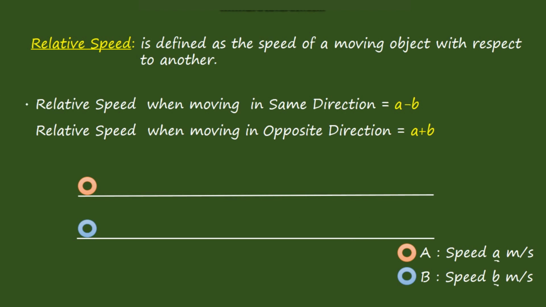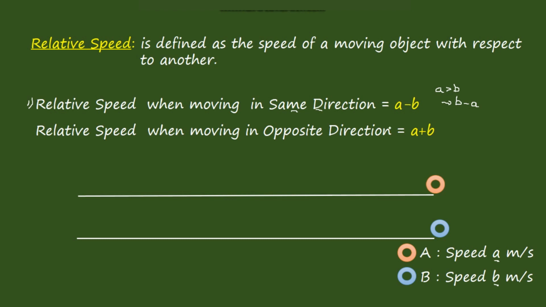First, when they are moving in the same direction. Consider two objects moving in the same direction. Then you can see that the distance between them would be decreasing. So their relative speed is given as A minus B, where A is greater than B, else it will be equal to B minus A.